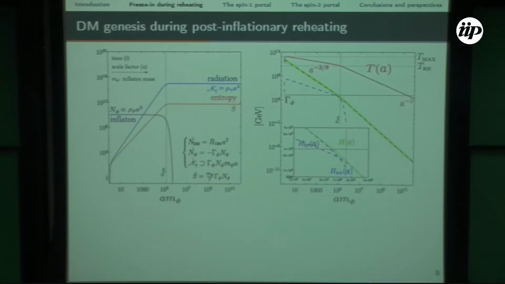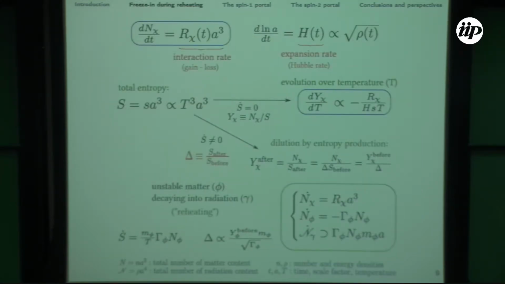But if entropy is produced in some period of time, we can define a ratio between the total entropy after and before this period of production. And then we can easily see that this delta will be a dilution factor, because if this period of entropy production happens after the relic density of dark matter has been established, the yield after will be smaller than the yield before. Okay, one possible way to produce entropy is by the out-of-equilibrium decay of some unstable field, which I call phi.